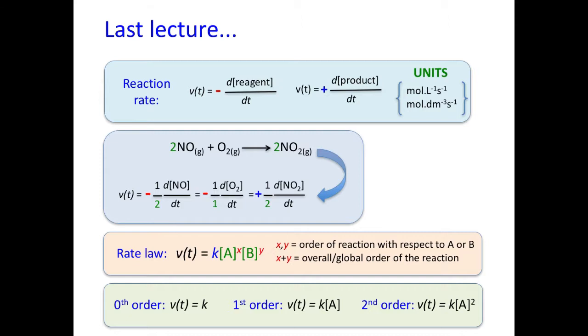Okay, the last lecture. We discussed the meaning of reaction rate, represented by V of t. The reaction rate at time t is nothing else than the production rate, or the consumption rate of the reagent at that time, with a negative sign before, because this quantity is negative, as we have seen before. So we add a minus sign to get a positive V. Reaction rates are always positive. This is also given by the variation of the concentration of the products divided by the infinitesimal variation in time. This has a positive sign because this fraction is positive. The units used for reaction rates are molar per second, or mole per liter per second, or mole per cubic decimeter per second.